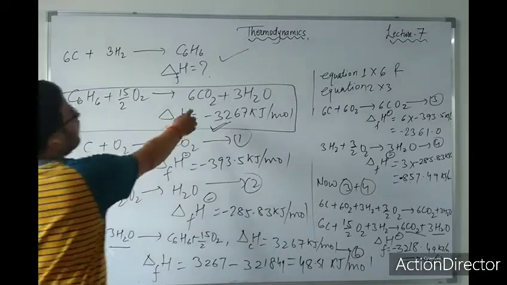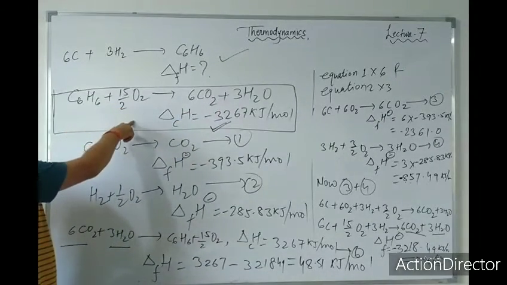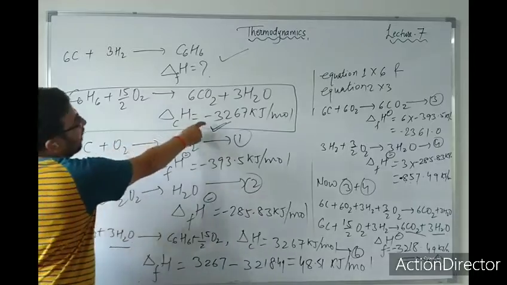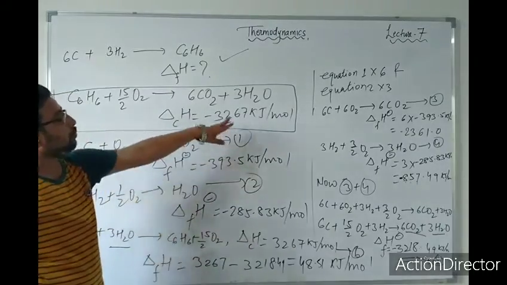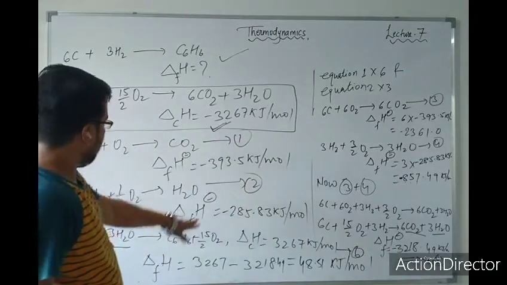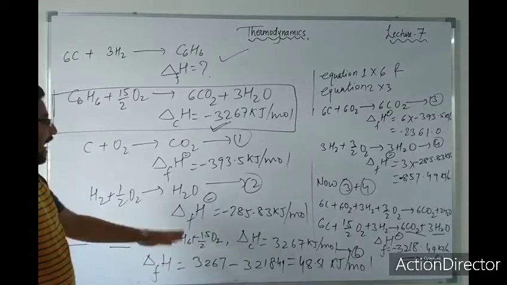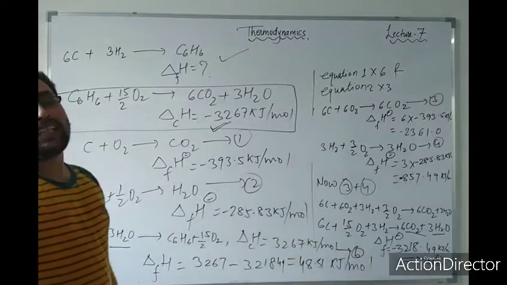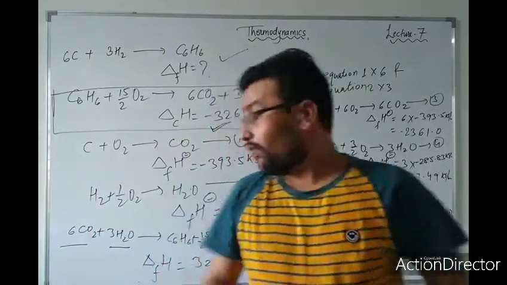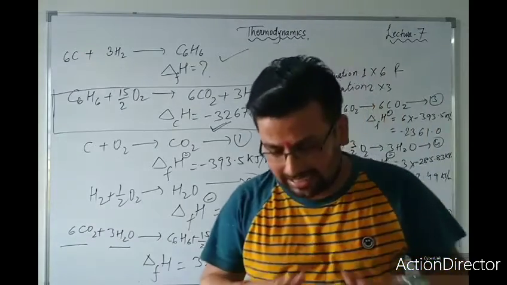Reverse this reaction means 6CO2 plus 3H2O is equal to C6H6 plus 15 by 2 O2, and here I have got the positive value, that is 3267. Now you can see both the reactions were same. Now equation number 6 and equation number 5 I have added and I have got the delta HF value, that is 48.51 kilojoule per mole. There's nothing else.